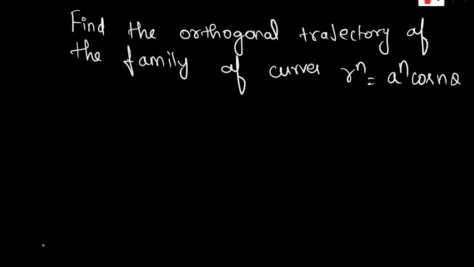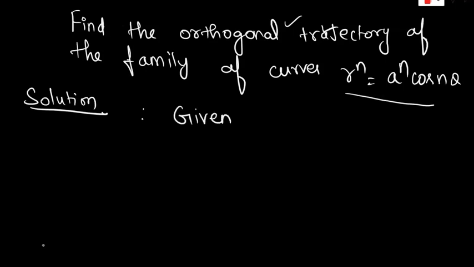In this video, let's see the orthogonal trajectory of the family of curves r^n = a^n cos n theta. In the previous video, we have seen this in Cartesian, but here it is in polar form. The given curve is in polar form, that is, in terms of r and theta. The procedure is the same, but there we will replace dy by dx as minus dx by dy.